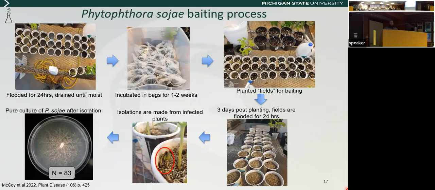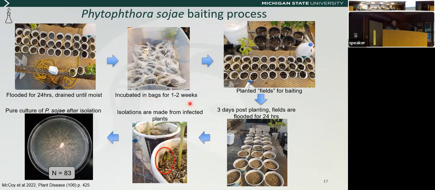So after we went around Michigan and dug up all this soil, we had to actually bait the pathogen out of the soil to actually be able to use it. To do this, we used a lengthy baiting process that involves flooding the soil, incubating it in a warm, dark, humid space for 1 to 2 weeks. That lets the levels of Phytophthora sojae grow in the soil. We're providing it a very conducive environment.